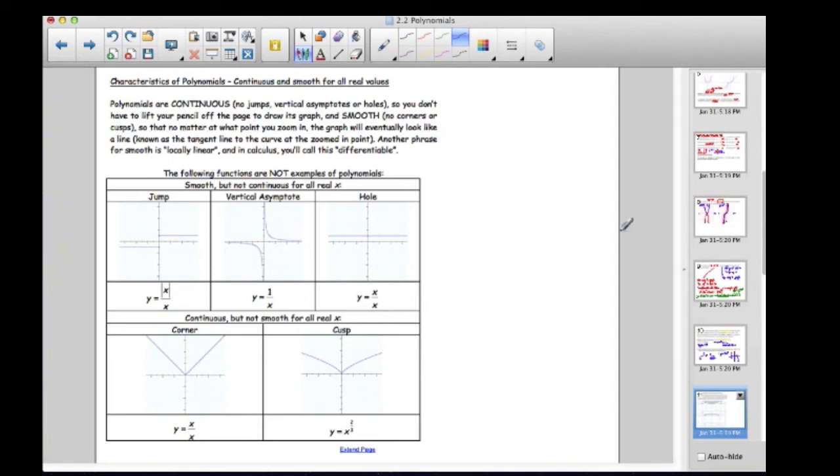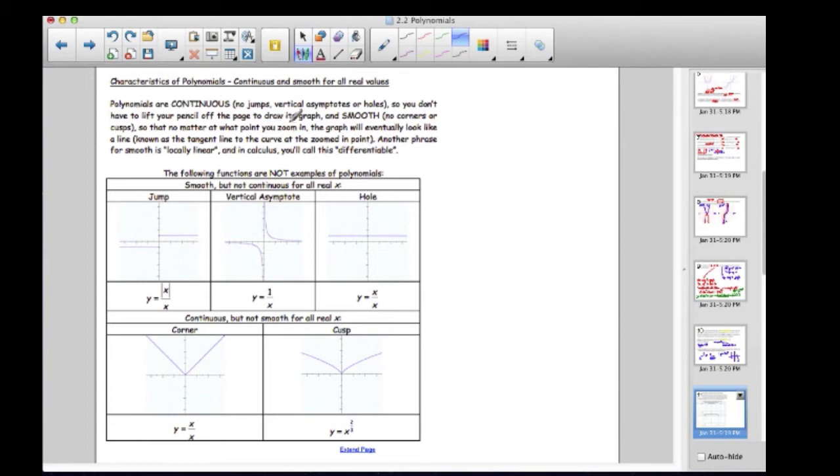Characteristics of polynomials. Polynomials are special functions because they are always smooth. First of all, they're continuous and they are smooth. The fact that they are continuous means that there are no jumps, vertical asymptotes, or holes. The reason for that is the algebra equations have no denominator or domain restrictions. Polynomials do not have a denominator with variables in it, and they don't have radicals or even roots specifically. So there are no jumps, vertical asymptotes, or holes in the graph. So we don't have to lift our pencil off the page to draw the graph of polynomials.